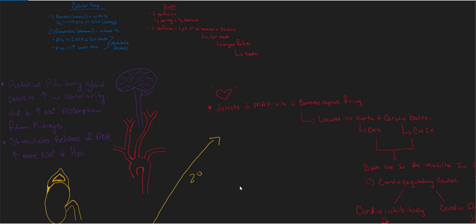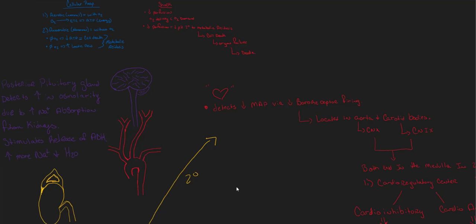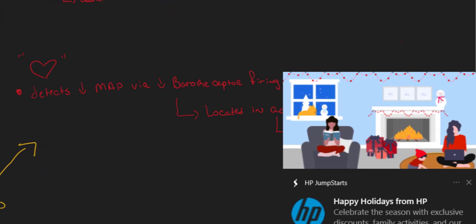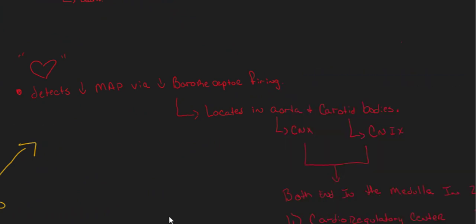So what happens in shock? So we go back up here and we know we have a decrease in perfusion, which causes a decrease in MAP. MAP is what we call mean arterial pressure. Now how does our body know we have a decrease in MAP?